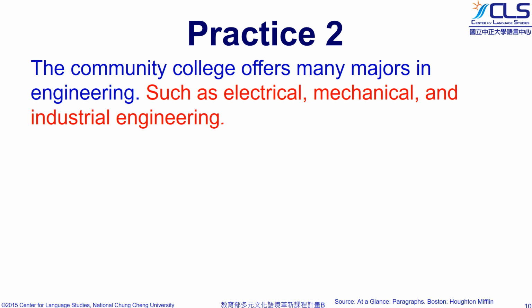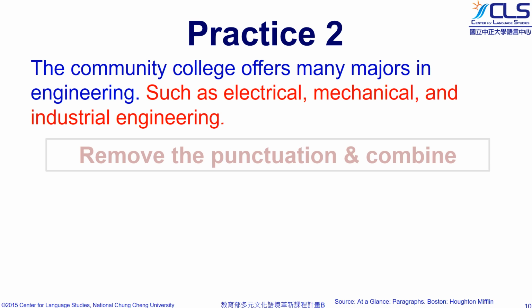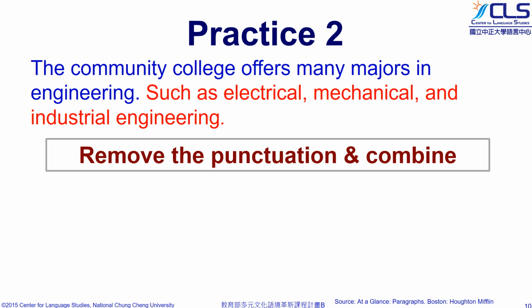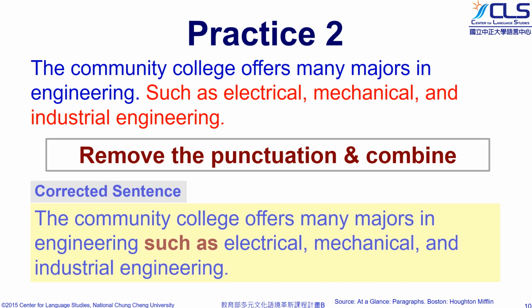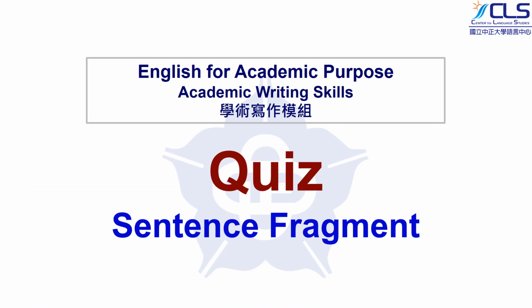Another sentence here is a disconnected part of the main clause. We remove the punctuation here to combine them as a correct sentence. The community college offers many majors in engineering, such as electrical, mechanical, and industrial engineering.